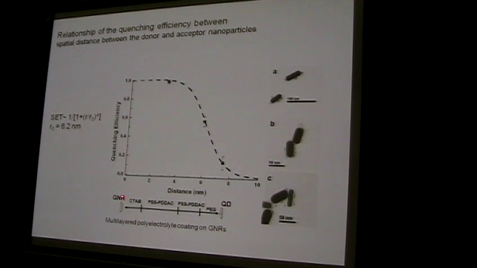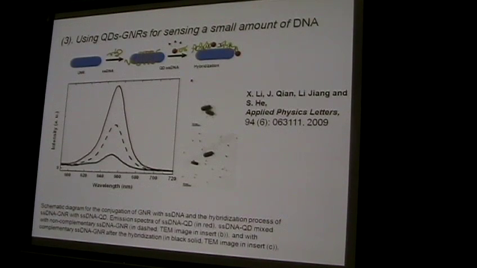And in our gold nanorods, we have a CTAB coating and positive and negative charged polymer coatings, and we can control the different thicknesses, so that the quantum dot to gold nanorod distance can be precisely controlled. And then we can do the measurement of DNA, sensing a very small amount of DNA. You see here the gold nanorods and the specific DNA and complementary DNA.